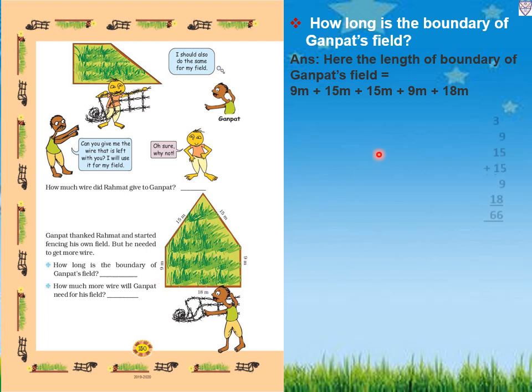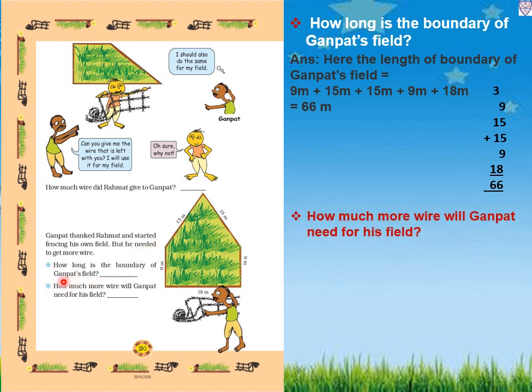So 9 plus 5 is 14, 14 plus 5 is 19, 19 plus 9 is 28, 28 plus 8 is 36. So 6 we will write down, 3 will be carried over. 3 plus 1 is 4, 4 plus 1 is 5, 5 plus 1 is 6. So the total length of Ganpat's field boundary is 66 meter. Now the second question: how much more wire will Ganpat need for his field?